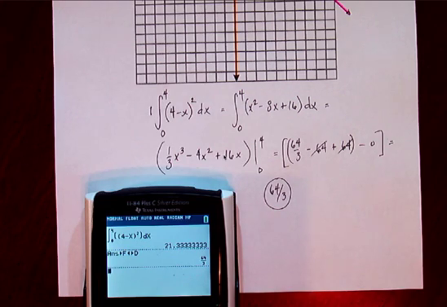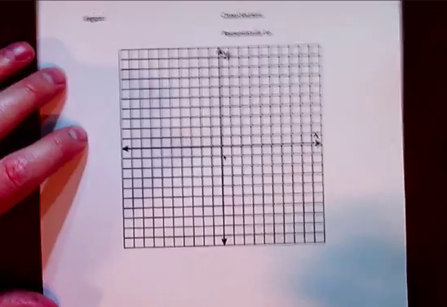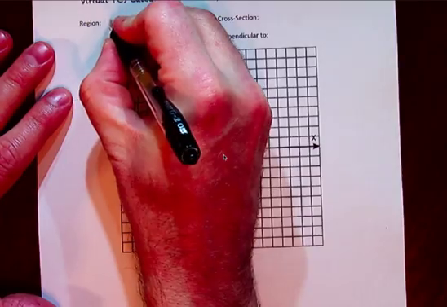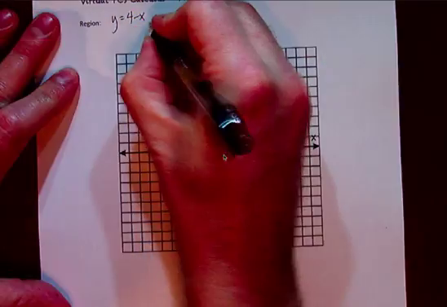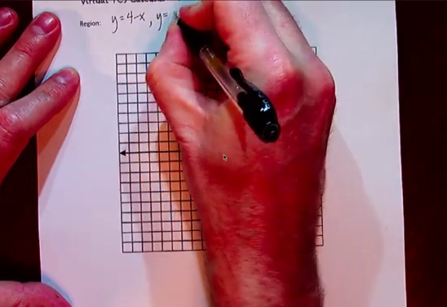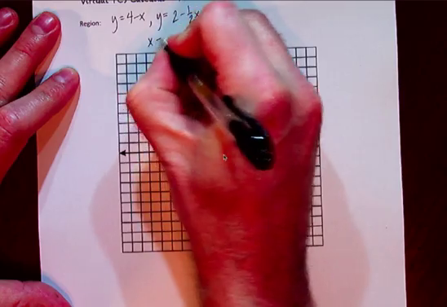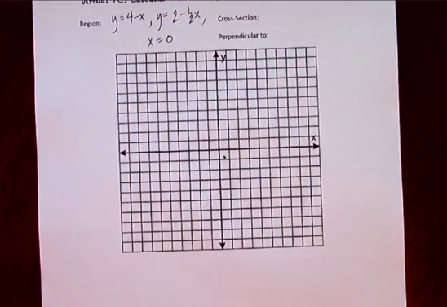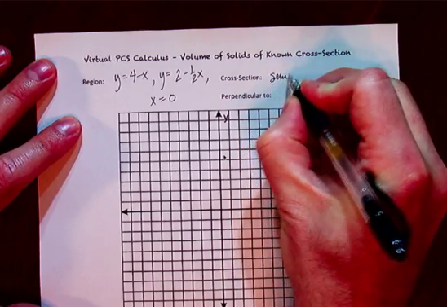Okay. Now let's go ahead and just keep marching through examples. The next one that we have is going to have the region bound by y is equal to 4 minus x, yes, again, y is equal to 2 minus 1/2 x, and x is equal to 0. Okay? The cross sections in this case are semicircles. Okay?